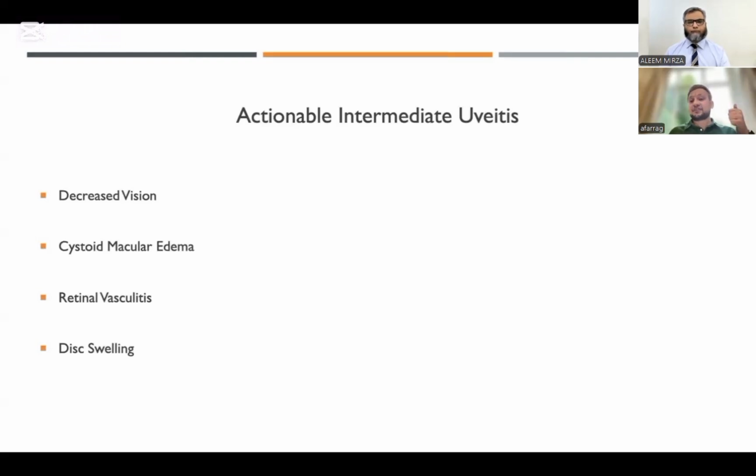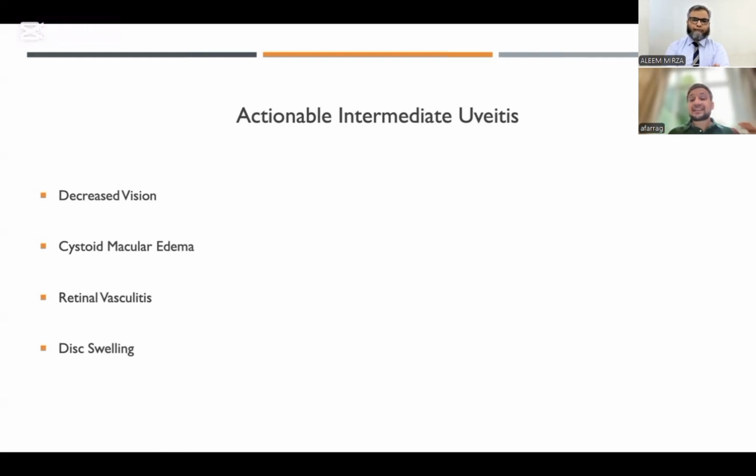So any patient with intermediate uveitis with decreased vision, cystoid macular edema, retinal vasculitis, or disc swelling, any feature of these four, then we should or we must treat. The reason for that is that it has consequences. The worst thing is under-treatment of a uveitis patient.